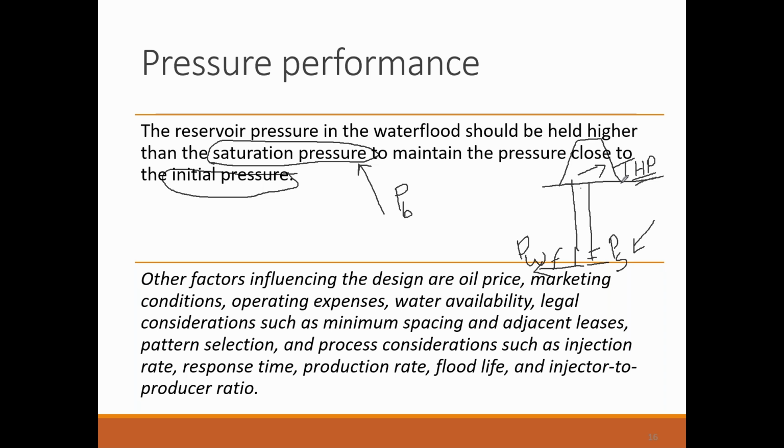So apart from sustaining the pressure at saturation pressure, bubble point pressure, initial pressure or hydrostatic pressure, there are other factors also, like oil price. Right now, I think many of you are looking at the soaring oil prices, at a level of around $128 or $130 per barrel. I think it's the highest oil price in the last 7 to 8 years, as I remember. The marketing conditions, operating expenses, and the availability of water. Water availability is also a major issue.